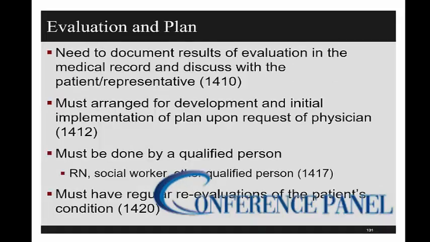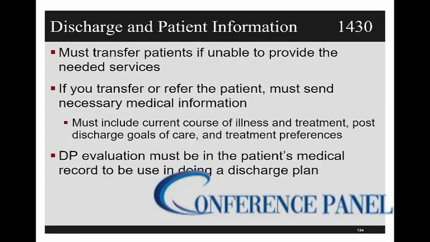As far as the evaluation, document the results of what you got from that evaluation in the record and talk it over with the patient and/or their representative. You have to arrange for development and initial implementation of the plan when the physician asks for it. If you do have to transfer a patient, do so only if you cannot provide the needed services. If you do transfer or refer them, of course, send along whatever medical information that new place is going to need. And that includes: what was my course of illness? Summary. What treatment did I have? How did they respond? What were my discharge goals and my plan of care? What were my treatment preferences?